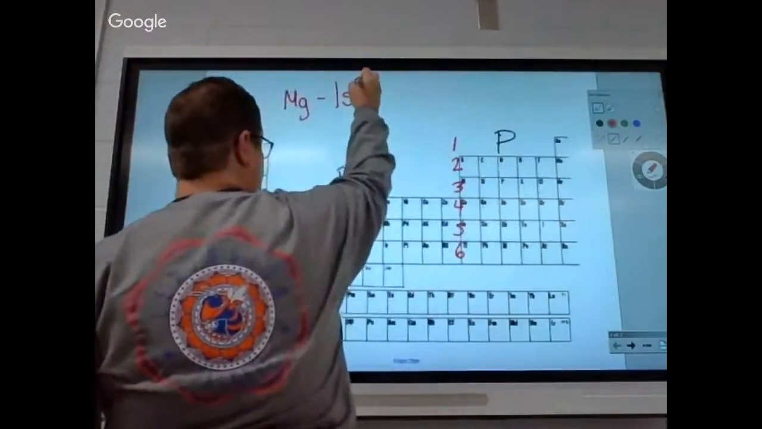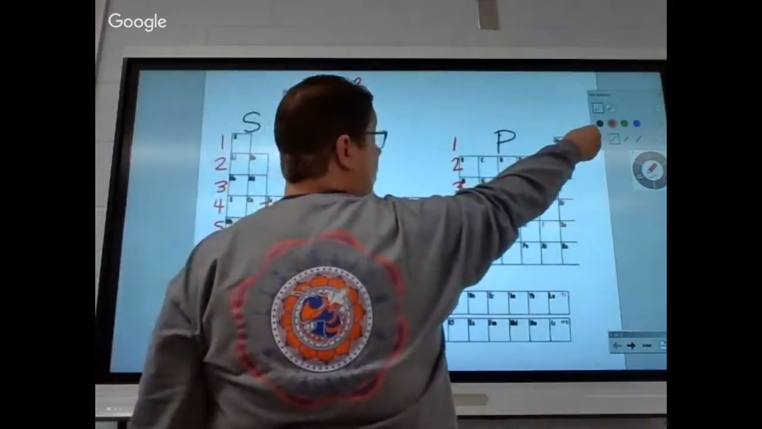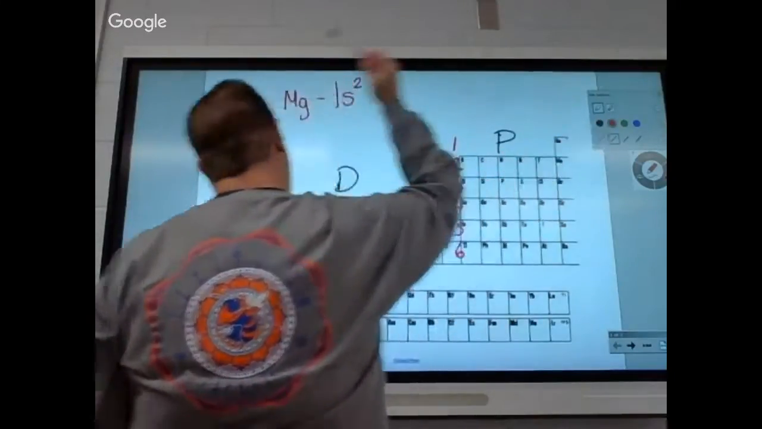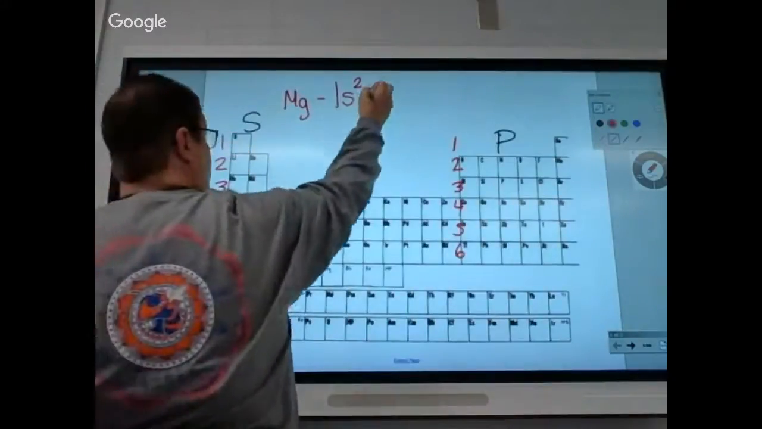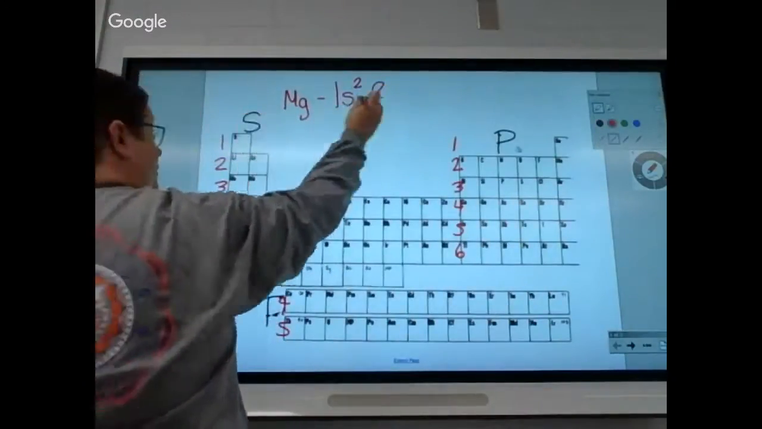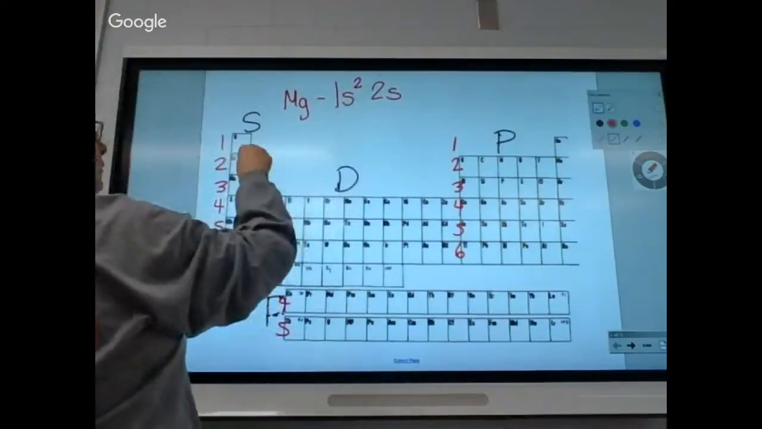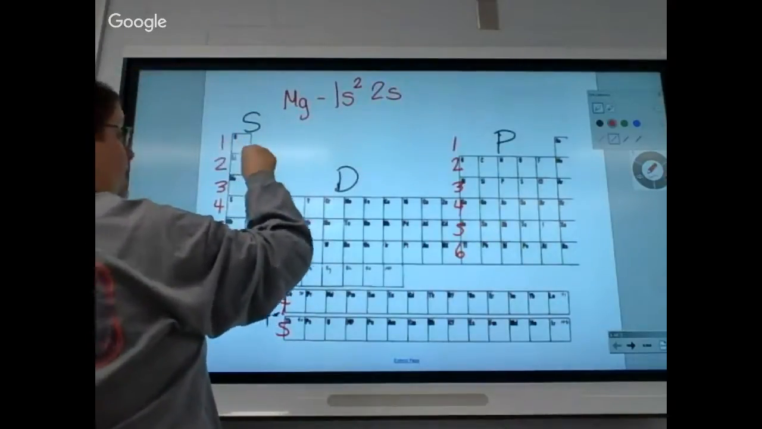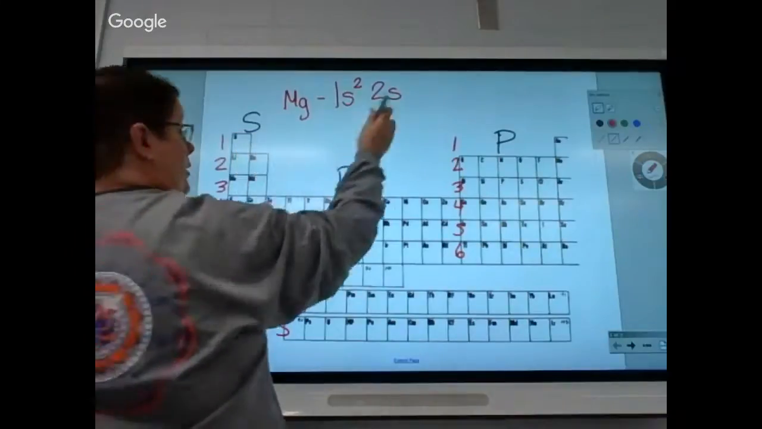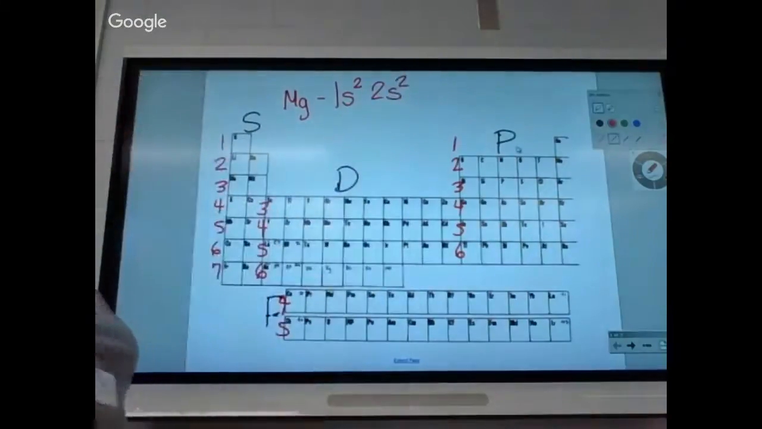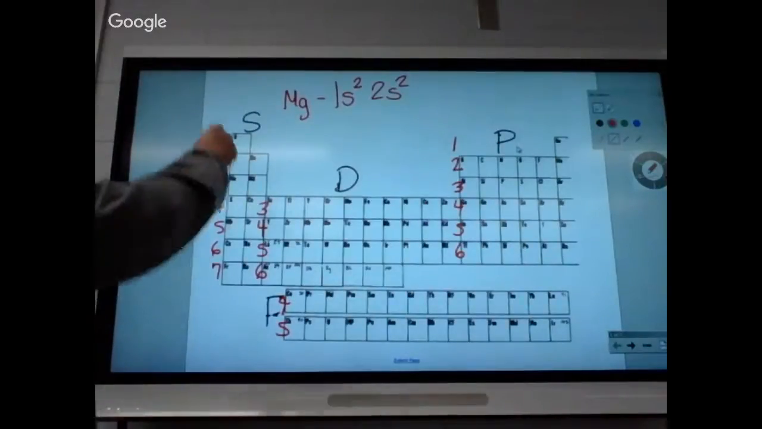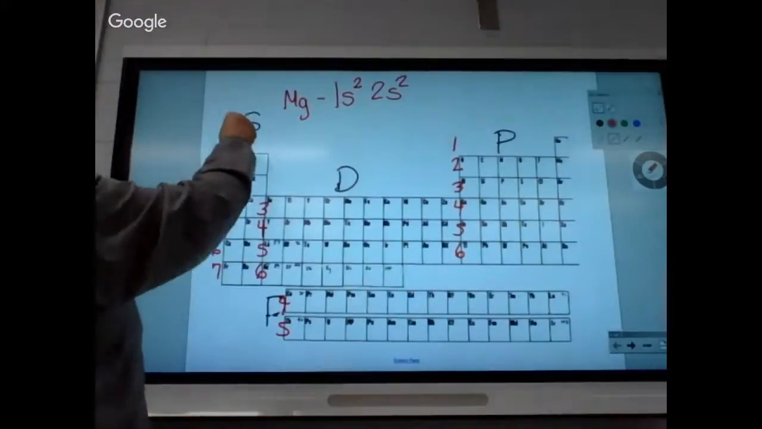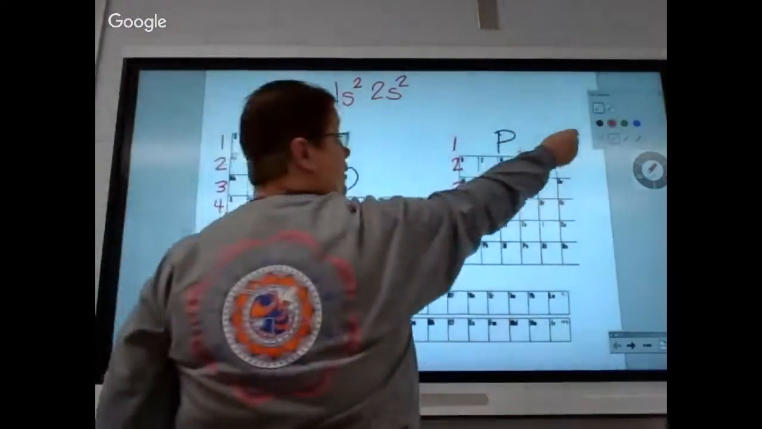We write 2. We're at the end of the row. Where do I go? All right, what number do I have? What block? How many elements do I have? 1, 2. I write 2 there. Have I lost anybody? How did you get 2 for 1s? That's the S block. 1, 2.